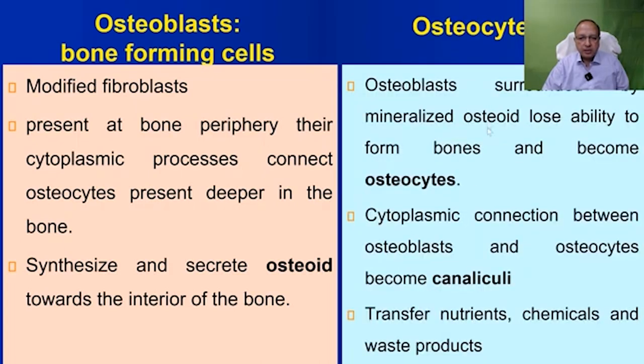And these osteocytes are produced by the osteoblasts. The osteoblasts surrounded by mineralized osteoid lose their ability to form bone and become the osteocytes. The cytoplasmic connections between the osteoblasts and osteocytes become the canaliculi, so they transfer the nutrients, chemicals and the waste products.